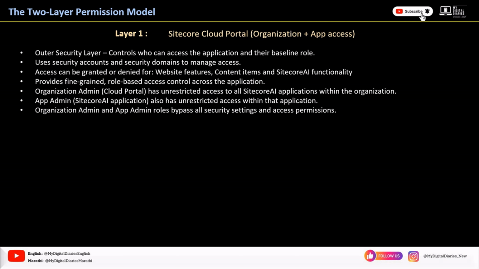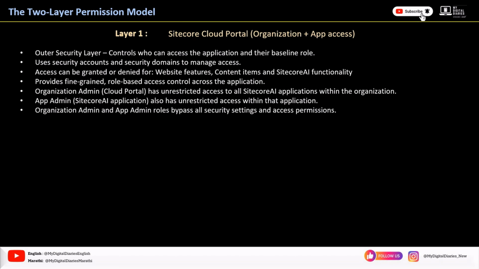Access control. At this layer, access can be granted or denied for three main things: website features, content items, and Sitecore AI functionality itself. So even before someone touches a single piece of content, the portal has already decided what doors are open to them. Then fine-grained role-based control. This isn't a simple yes or no switch. The portal provides fine-grained role-based access control across the entire application, meaning different users can have very different levels of access, all managed from this one layer.